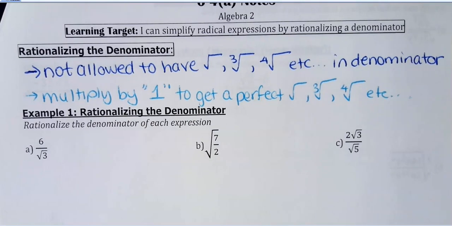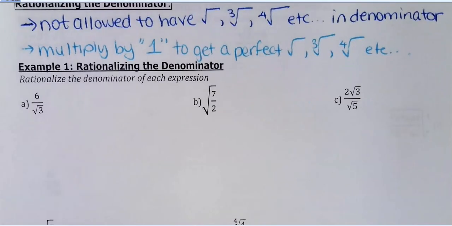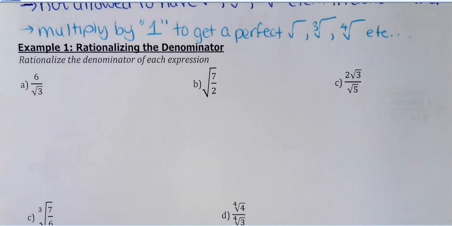So I have kind of a mixture here today. Most of these are either square roots or cube roots. There's a couple fourth roots mixed in here. We're just going to start out, and each one of these is just a little bit different. So my very first question, I just have 6 over the square root of 3. Not allowed to have that square root in the denominator. So what I want to do is try to change the bottom of that so I can get rid of the square root around the 3. Does anybody know what you would multiply by here?